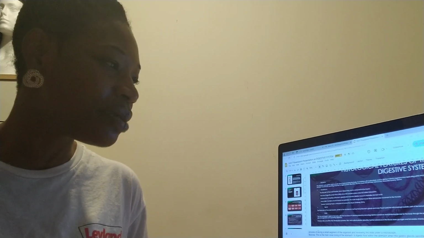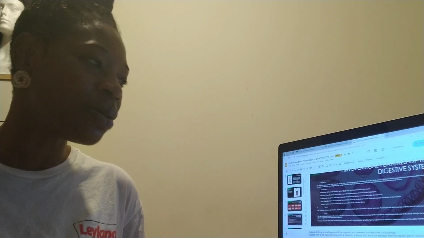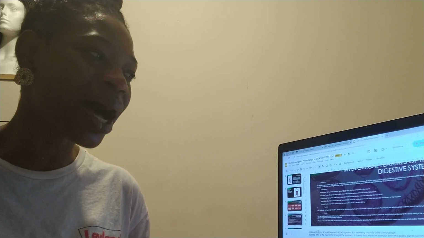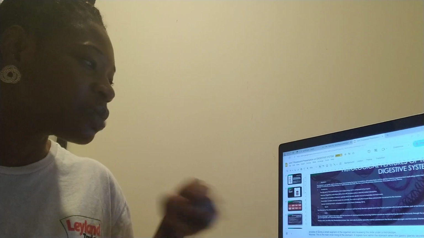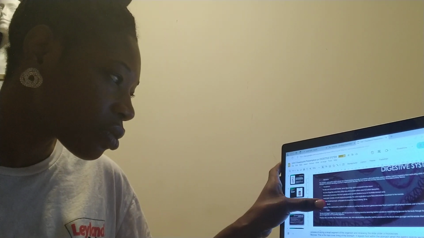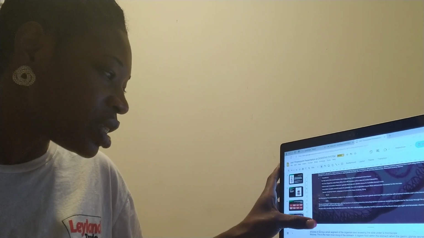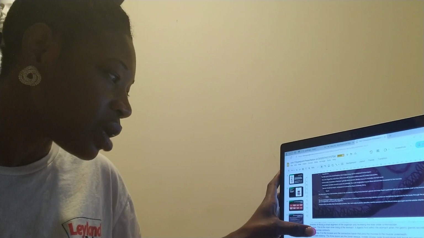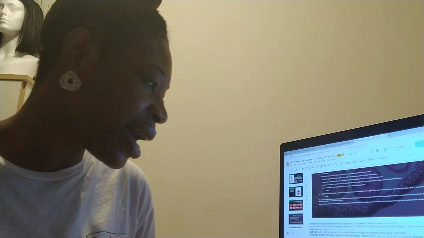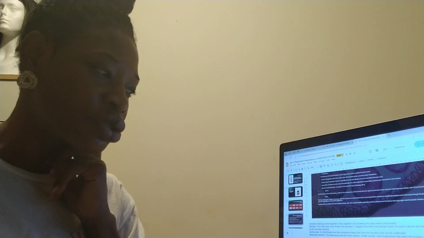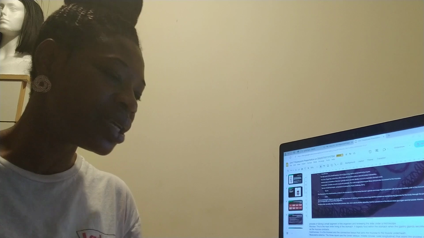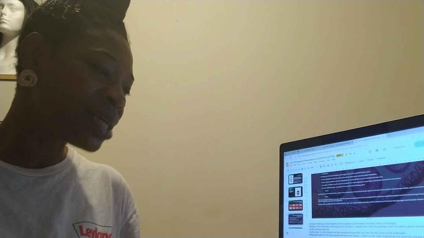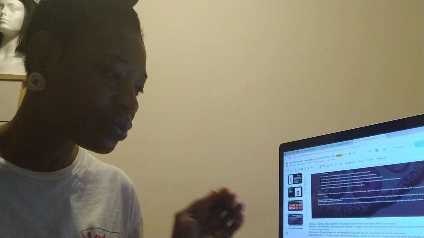And then it has 4 layers. It has the mucosa, the submucosa, the muscularis, and then the serosa. I'm going to explain what these parts mean. The mucosa is the main inner lining of the stomach. It digests food within the stomach when the gastric glands secrete the gastric fluid as the mucosa contracts.